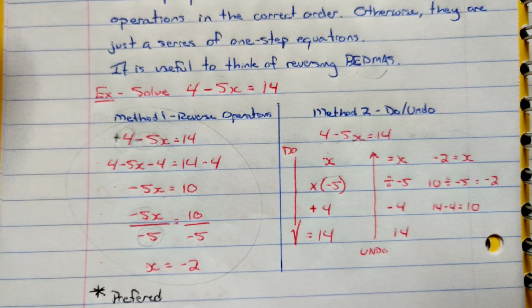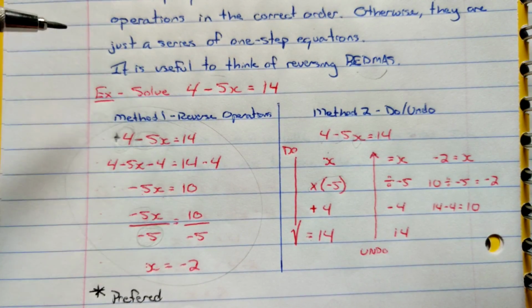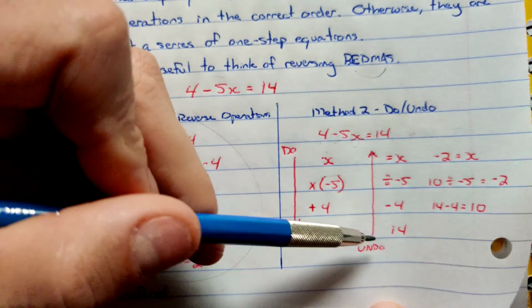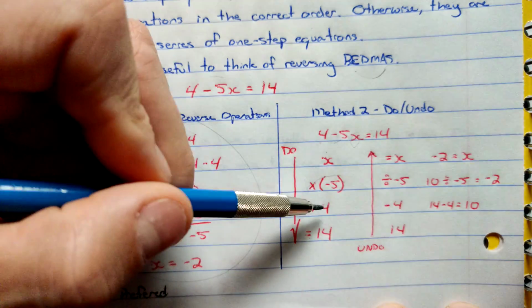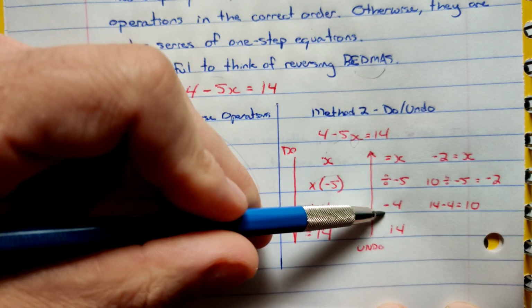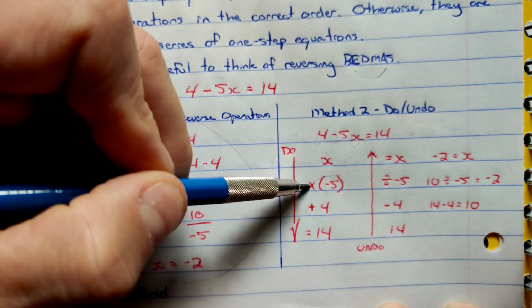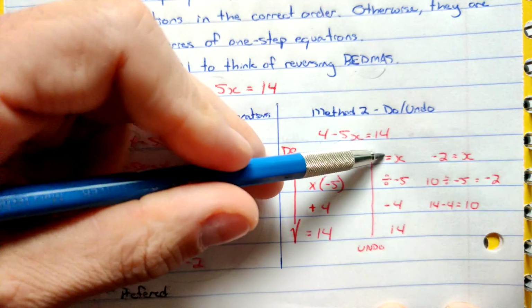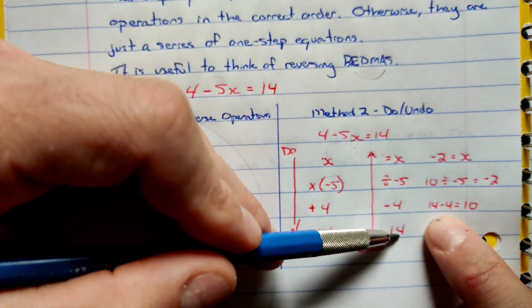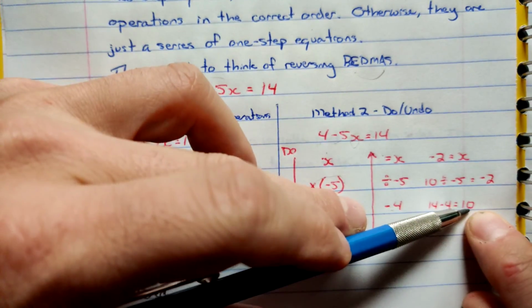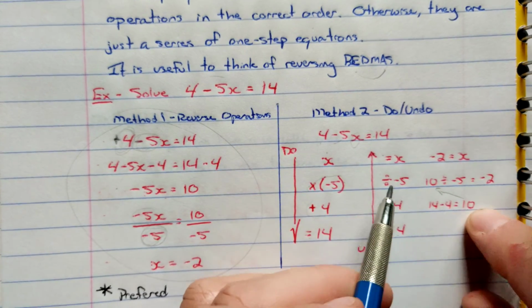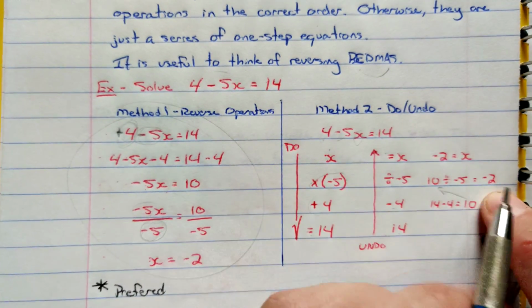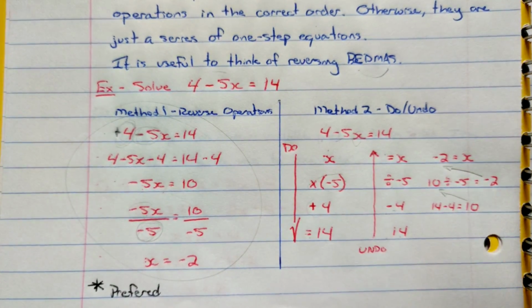So to undo it, which is what we're doing when we're solving for x, we're going to start with the 14, do the opposite and subtract 4, do the opposite and divide by negative 5, and we'll get x. So 14 minus the 4 is going to give us 10. That 10 goes up here. 10 divided by negative 5 is the negative 2, and that's what equals the x.